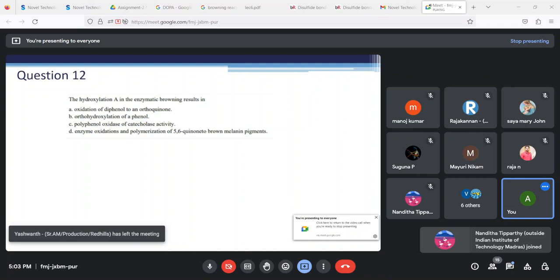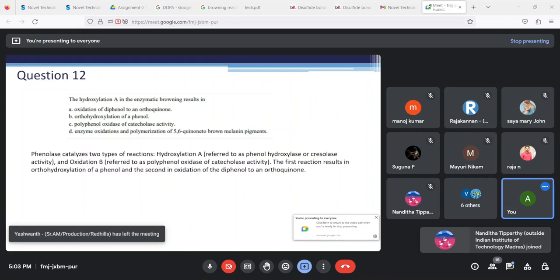So there are two major reactions that happen because of the phenolase enzymes. The phenolase enzymes are the major responsible enzymes for enzymatic browning. So the phenolase catalyzes two types of reaction. One is the hydroxylation A, the other is known as oxidation B. So in hydroxylation A, you will have your ortho hydroxylation of a phenol. As the name suggests, the phenol will undergo hydroxylation and then produce the browning compounds. Whereas in case of an oxidation process, you will have oxidation of the diphenol to an orthoquinone.